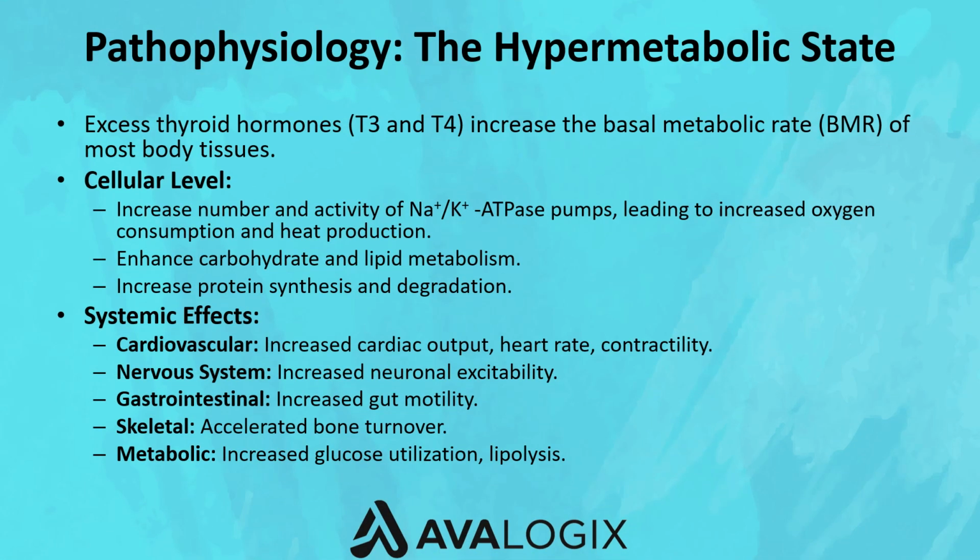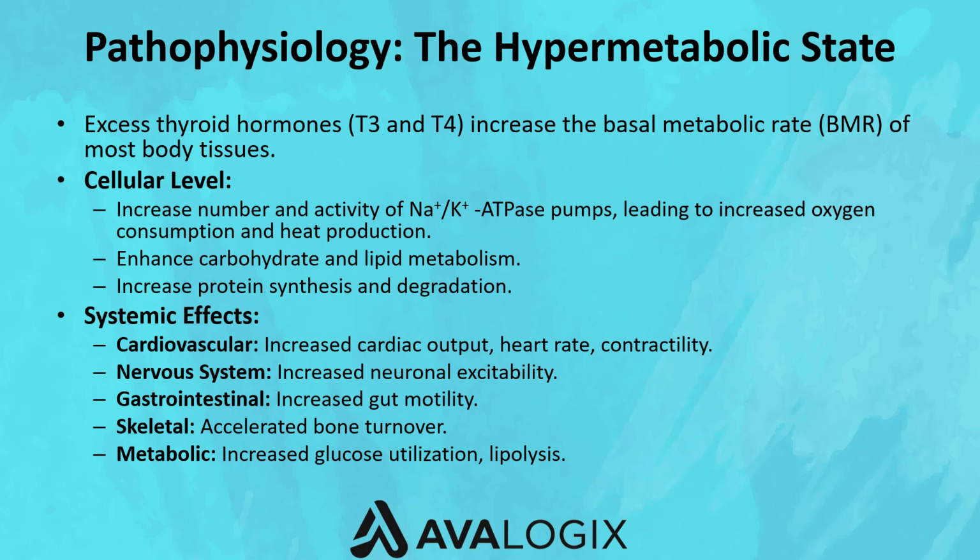Now let's talk about what actually happens in the body when there's too much thyroid hormone. This is where things start to heat up, literally. Thyroid hormones increase the basal metabolic rate, or BMR. This means your cells are working overtime. At a cellular level, they stimulate more sodium-potassium ATPase pumps, which consume more oxygen and generate heat, explaining the common symptom of heat intolerance.